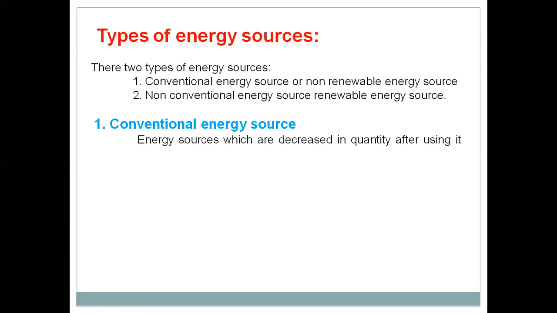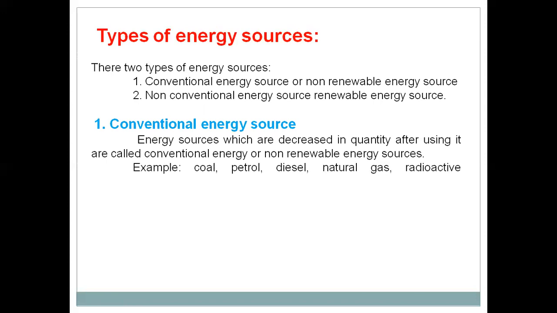So those energy sources which decrease in quantity after using them are called conventional energy sources or non-renewable energy sources. Examples are coal, petroleum products, that is petrol, diesel, kerosene, natural gas, radioactive substances, and non-commercial sources, that is wood, etc. These are the conventional energy sources. What are non-conventional energy resources?